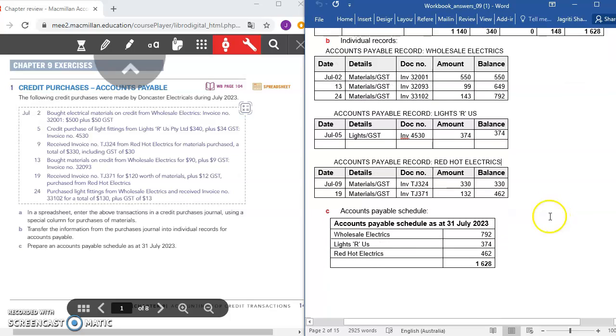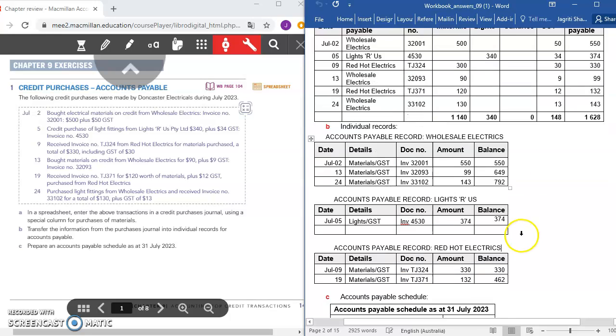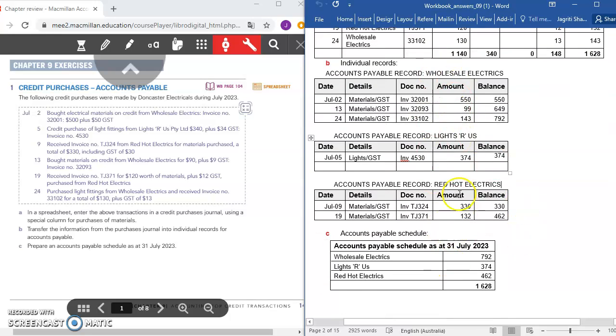This is fairly easy. Now the accounts payable schedule. This is your C. So prepare an accounts payable schedule as at 31st of July 2023. Make sure you're writing the date on the top here. So accounts payable schedule as at 31st of July 2023. If you're not writing this correctly, I'm going to take off your marks. Now you don't even need to look at the credit purchases journal, I'm just going to look at these records here.